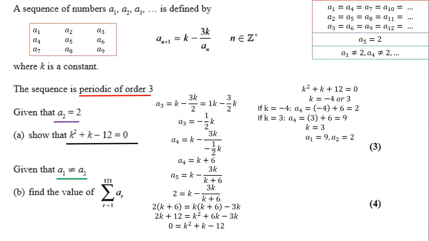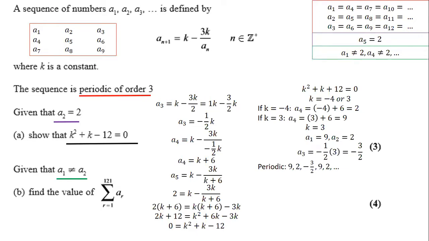So my first term is 9, because A1 is 9, A4 is 9, A7 is 9, so that first column is 9. The second column is all 2, so that's what the question told me. So all that's left to work out is what are all the numbers in that last column. Well, A3 is minus a half K, K is 3, so I just times them together, so A3 is minus a half times 3, so minus 3 over 2. So that's periodic, and it goes 9, 2, minus 3 over 2, 9, 2, minus 3 over 2, and it's going to keep on going like that.